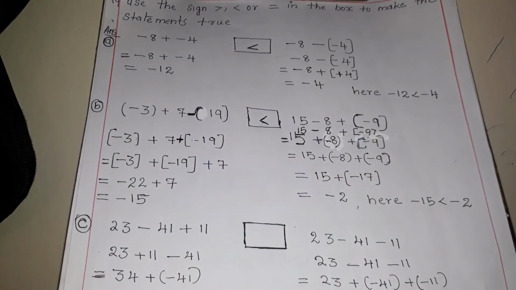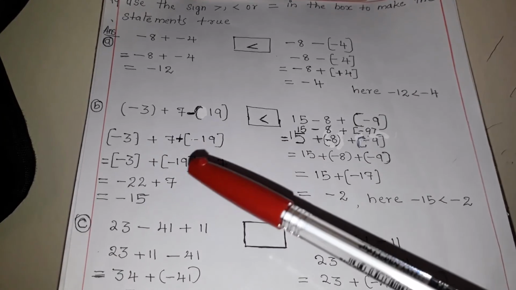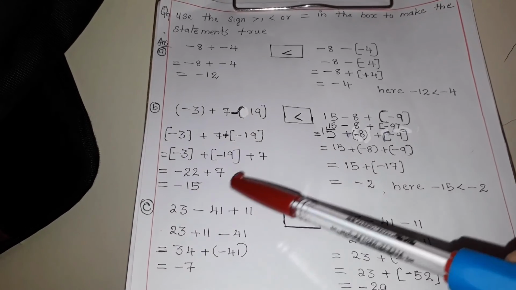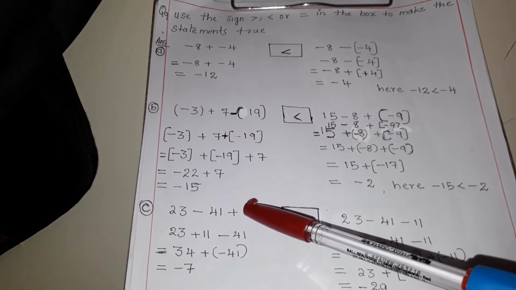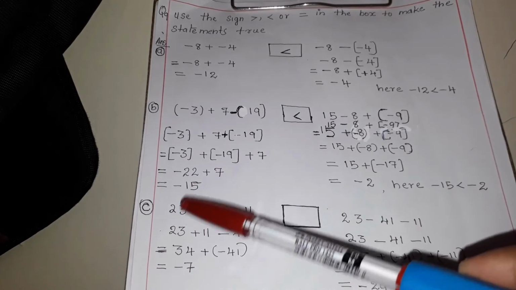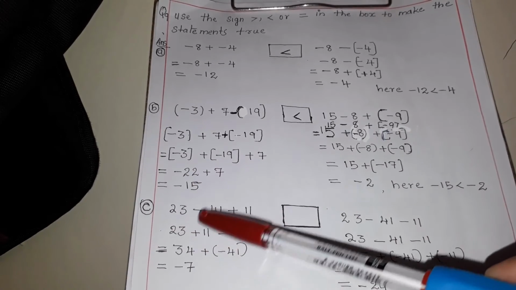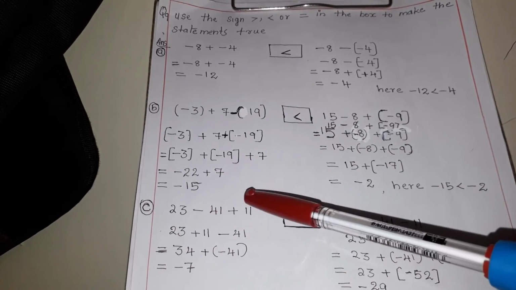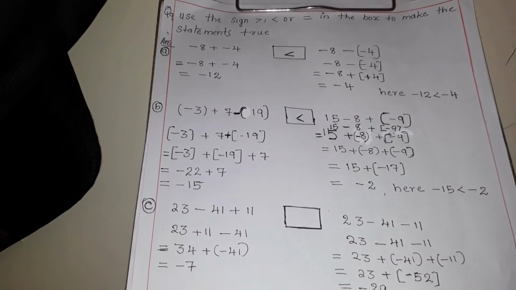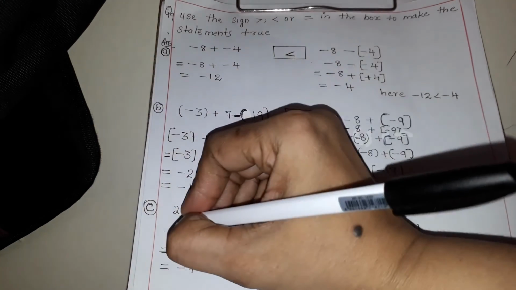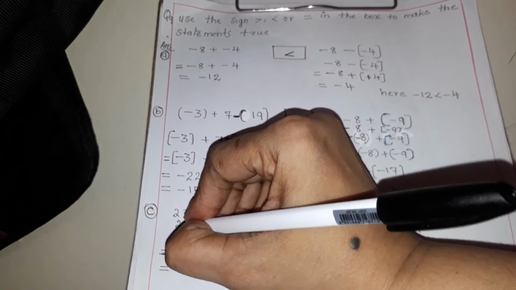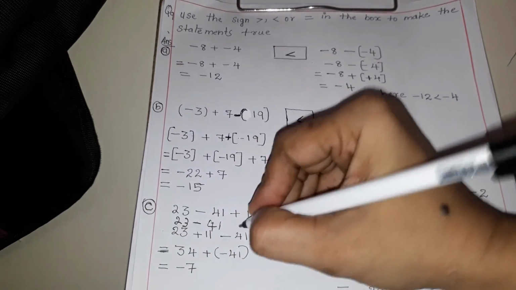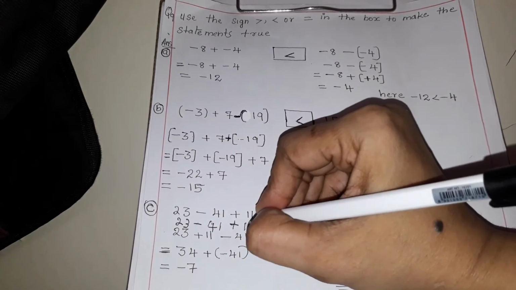Okay. Then question number C bit. Let's do the C bit. 23 minus 41 plus 11. So first of all we have to write 23 plus 11 minus 41. We have to write the question. So what is 23? Here 23 minus 41 plus 11. This is the question.